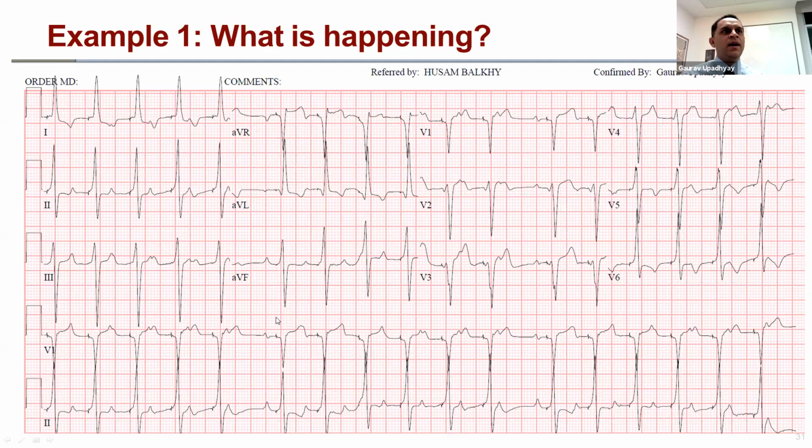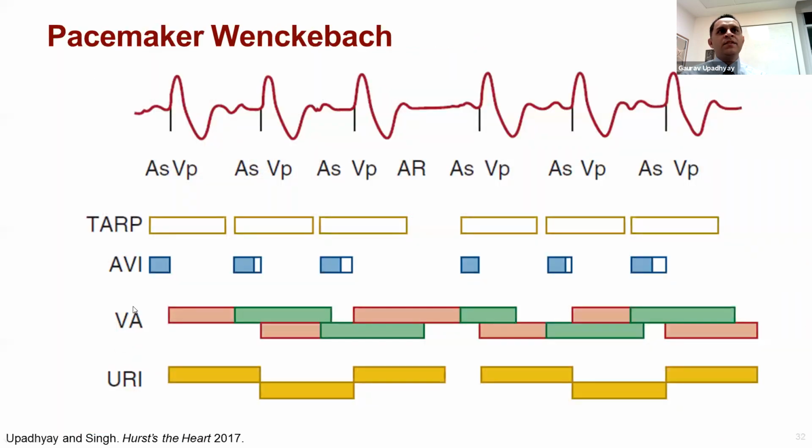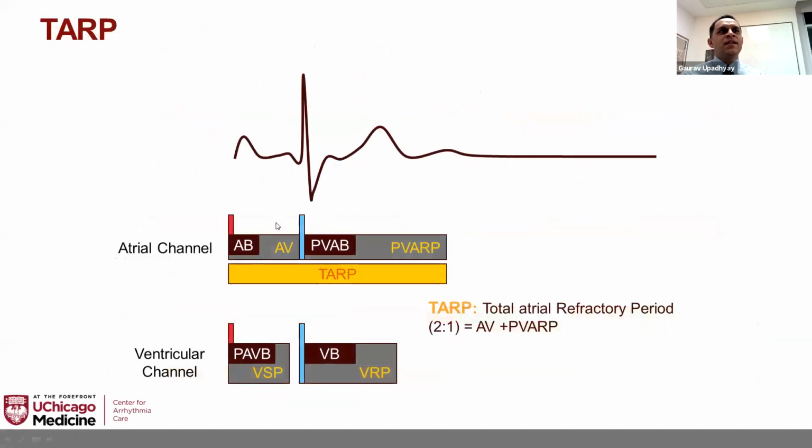And you can try to look and see, well, what's the relationship between the A and the V? And it does appear that it's shifting out with each beat. And so it's an example of pacemaker Wenckebach, which we covered earlier. And it has to do with the total atrial refractory period, and more of it is being taken up with each A sense. So each A sensed event is taking more of that total atrial refractory period.